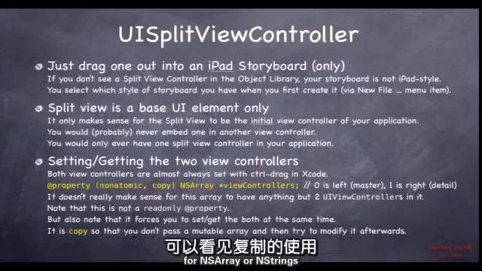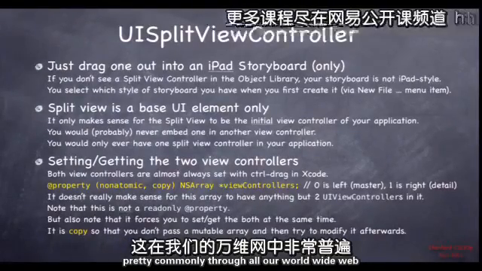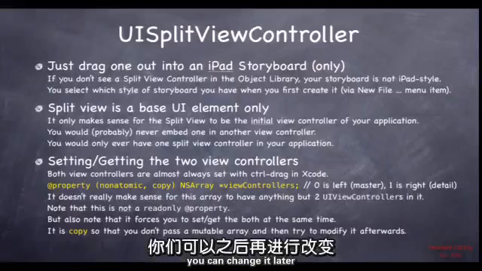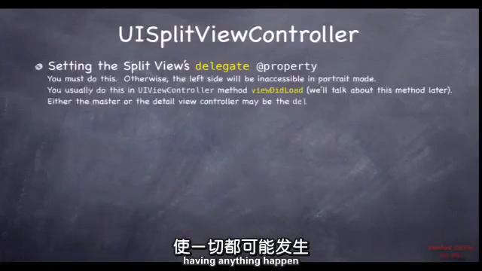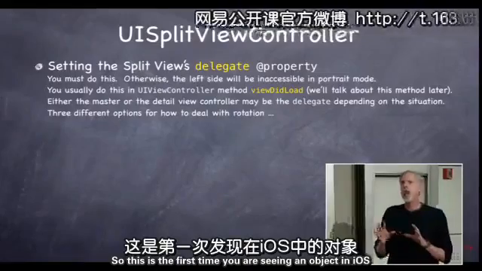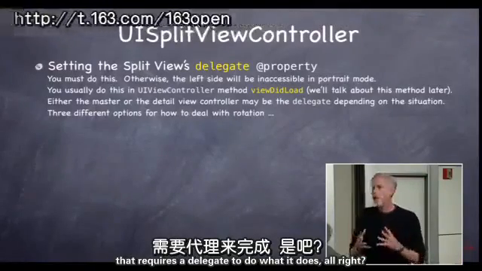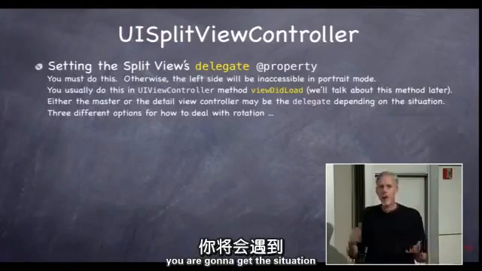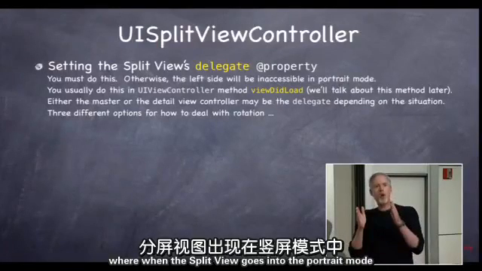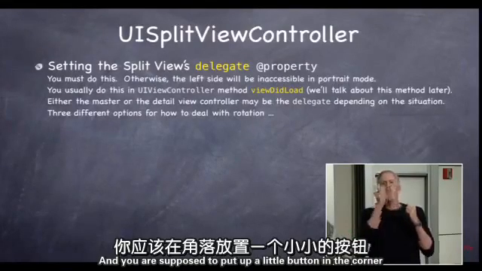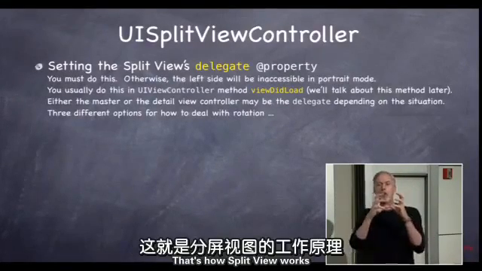And you'll see copy used for NS arrays and NS strings pretty commonly throughout all of iOS, exactly because of this. They just don't want to give you the idea that if you pass a mutable one in, you can change it later and have anything happen. All right, so the split view really will not work without a delegate. Okay, so this is the first time you're seeing an object in iOS that requires a delegate to do what it does. If you don't set a delegate, you're going to get this situation where when the split view goes into portrait mode, the left side is going to disappear, and you're supposed to put up a little button in the corner so that they can press it, and then the left side will appear in a popover. That's how split views work.